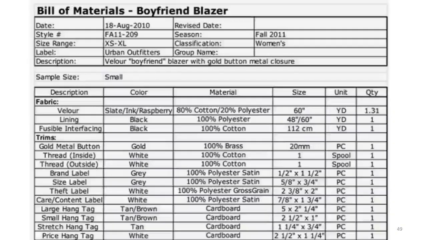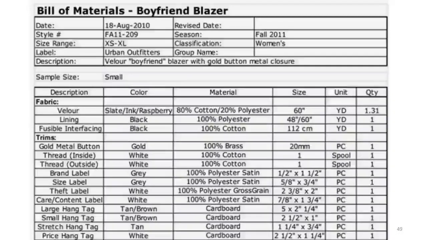There's one more on slide number 49, the bill of material. This is a boyfriend blazer, and again you see there's a description of the materials, what color is it, what material it is. So description is yellow or lining or brand label, whatever. Then you describe the item, then you also say which material is it, what color is it, and then what size is it, and then how many units are required, and what is the unit of measurement, which is spool or yard or per piece, and then what is the quantity required.